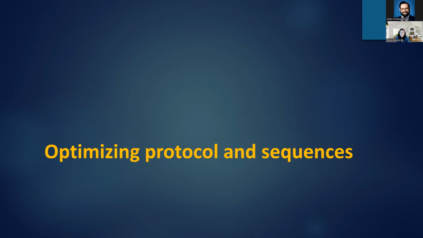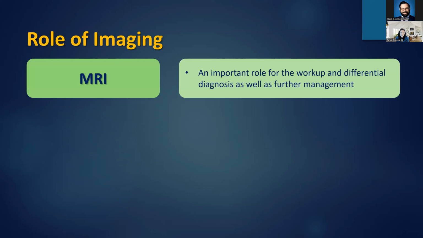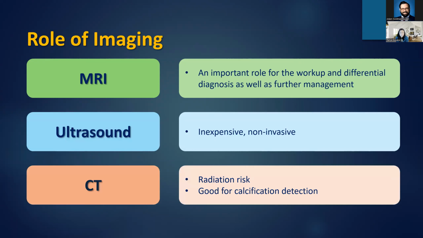So for optimizing the protocol and sequence, we're going to talk about the role of imaging. We have too many options in our hands. We have the MRI, which is the important modality for the workup, differential diagnosis, and also for further management. Ultrasound is another modality that we can do, which is inexpensive and non-invasive. And I do believe that for the majority of ultrasounds of the orbits right now, the ophthalmologists are doing it by themselves. And then we also have the CT, which is good for calcification detection. However, it also increases the radiation risk to the patient.